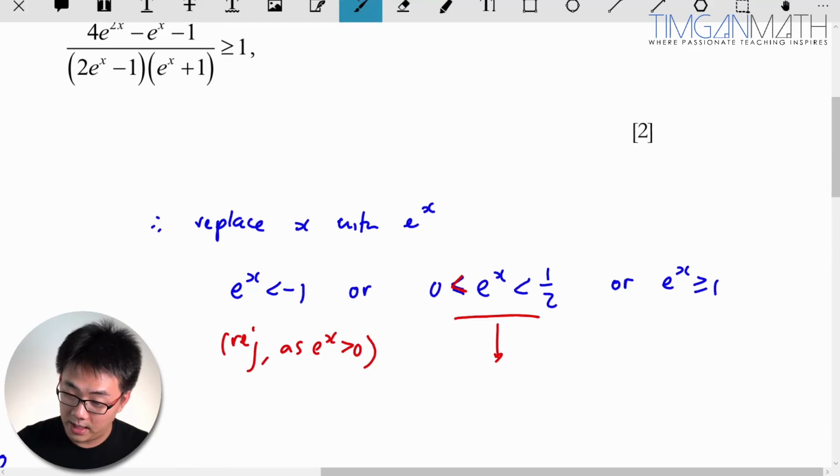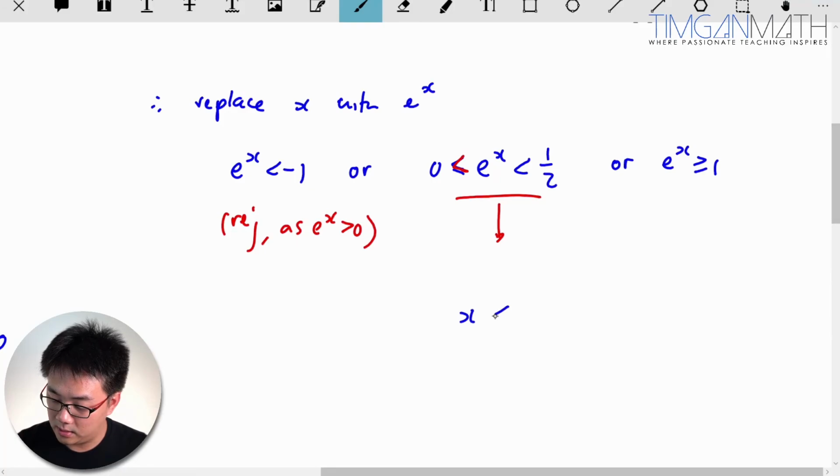So you just take ln on both sides and you'll get the answer. So x is less than ln half, or x is bigger than or equal to ln 1, which is 0.